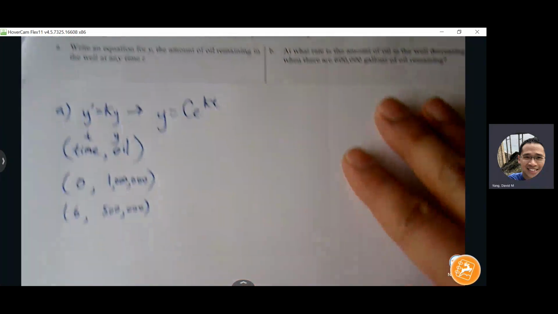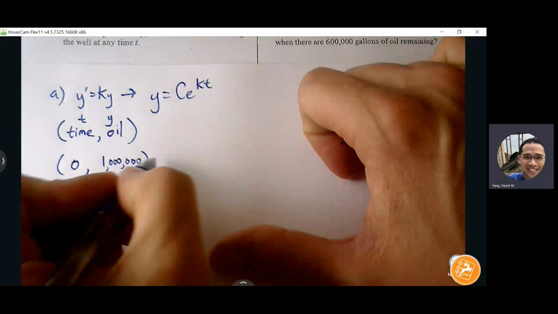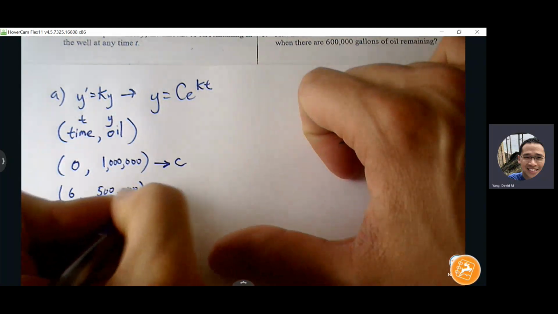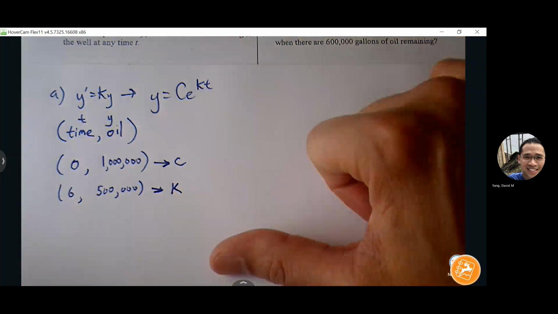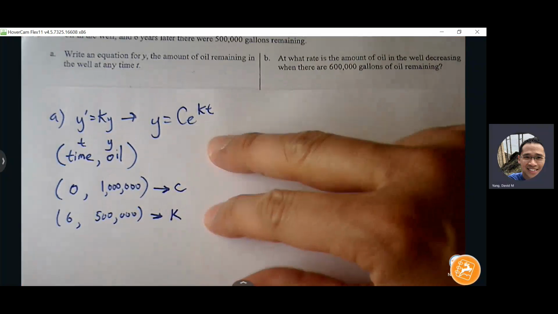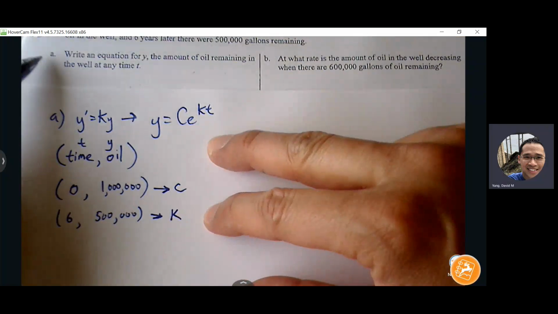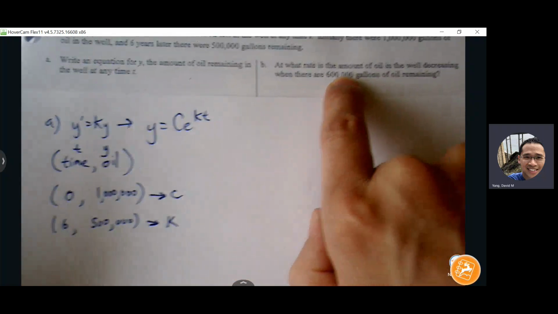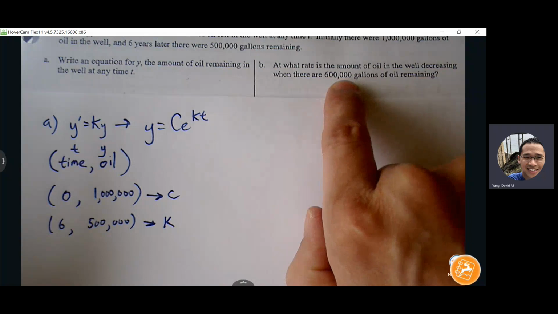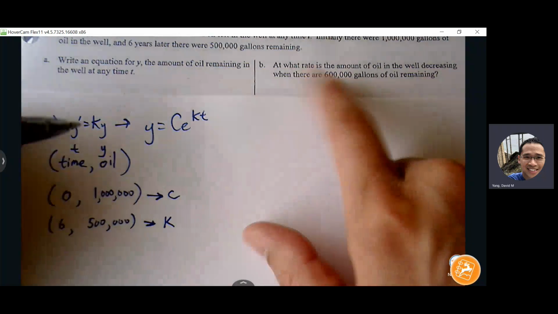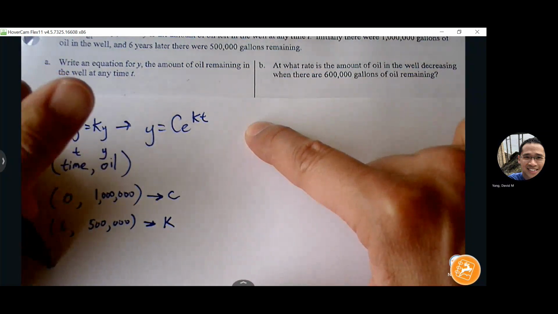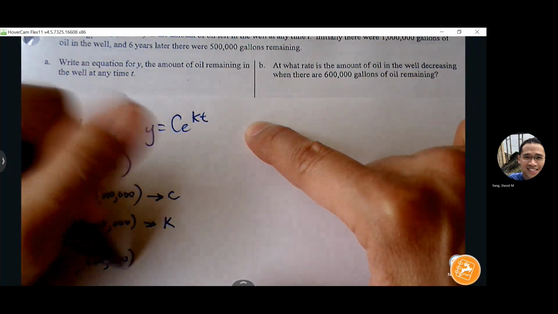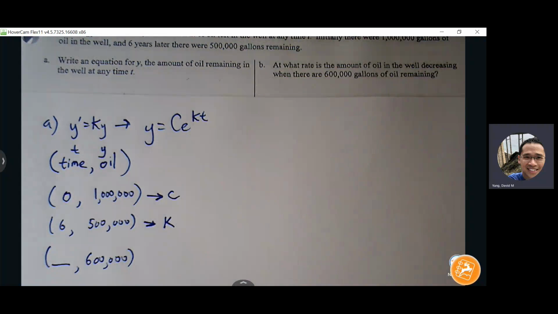Okay, so this is one of those problems that are more traditional where you know that this information is going to help you get to the C. This information will help you get to the k. And then we're going to create our equation for part A based off of this. And then finally, it says at what rate is the amount of oil decreasing when there are 600,000 gallons of oil remaining. So ultimately, we're trying to find how long it takes.